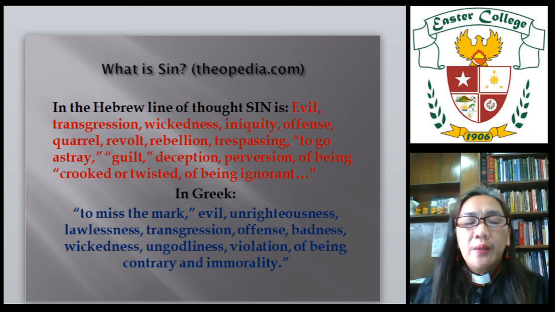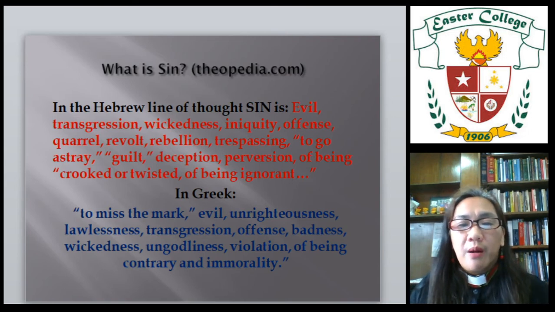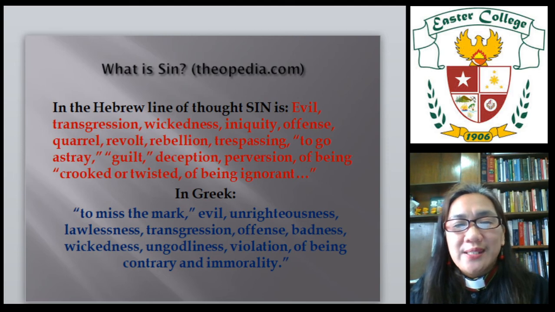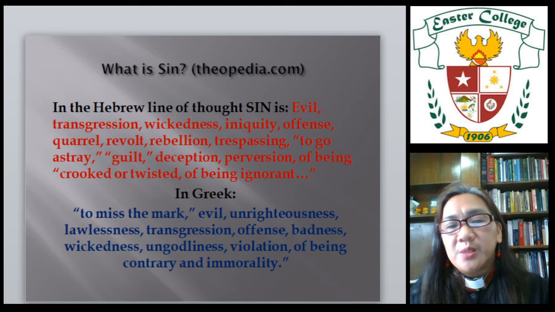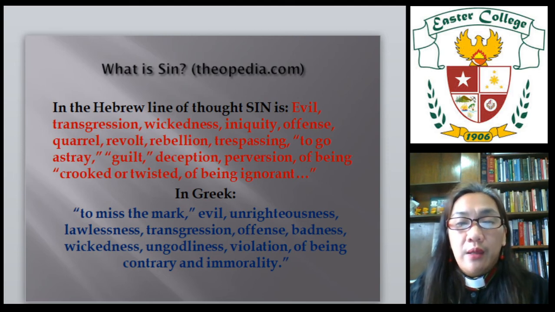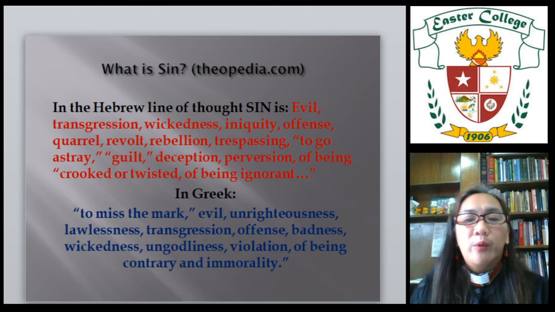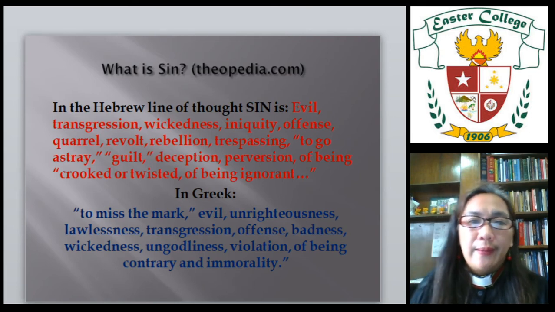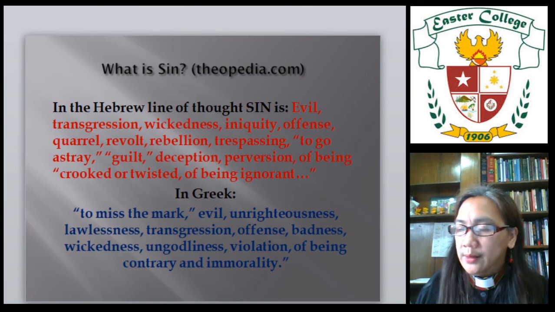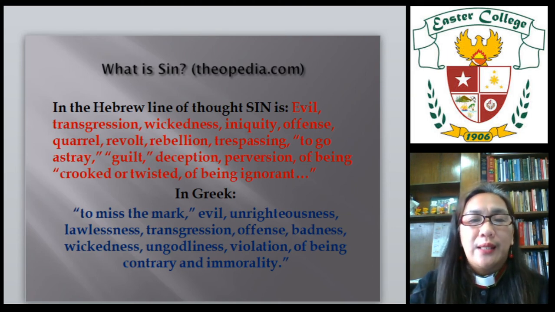So, yan. Kaya in Greek, it means to miss the mark, evil, unrighteousness, lawlessness, transgression, offense, badness, wickedness, ungodliness, violation of being contrary, and of course, immorality. Ayan, kaya bakit kasalanan yung immorality? Because in the Greek expression, yun yung meaning ng sin.